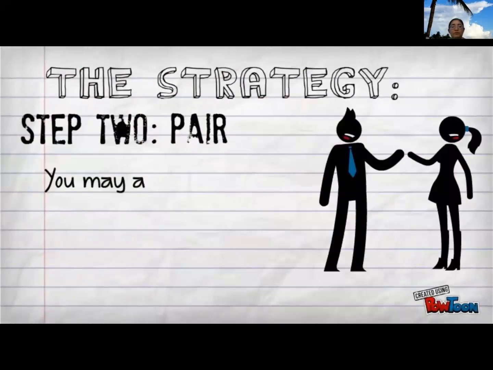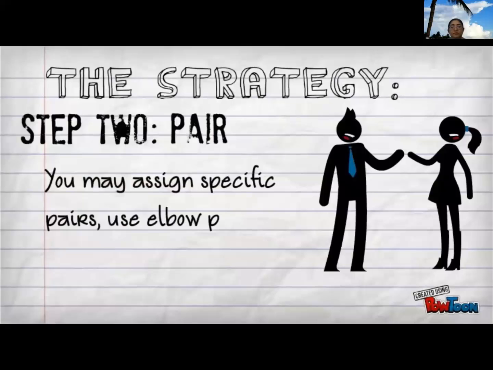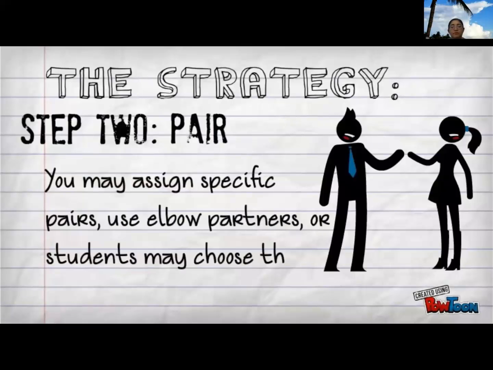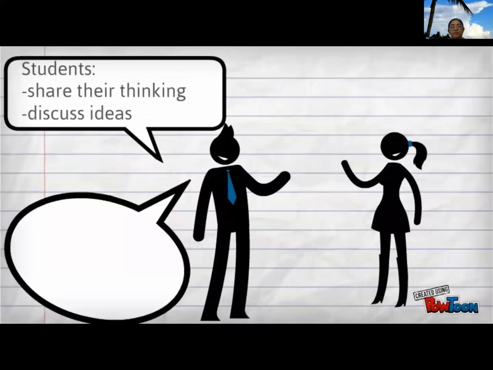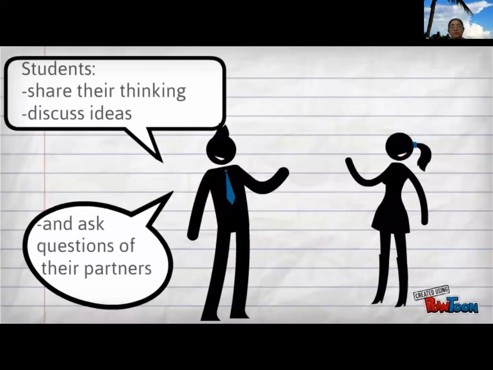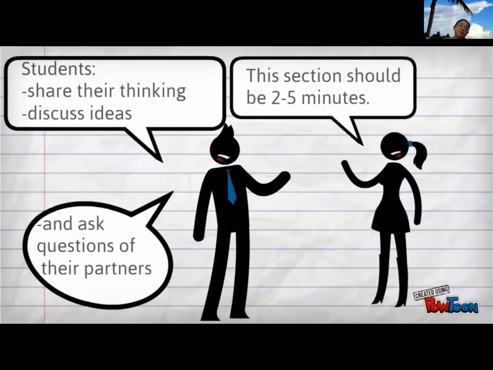The second step is pair. You may assign specific pairs, use elbow partners, or students may choose their own partners. Students will then share their thinking with their partners, discuss ideas, and ask questions. This should take about 2 to 5 minutes.